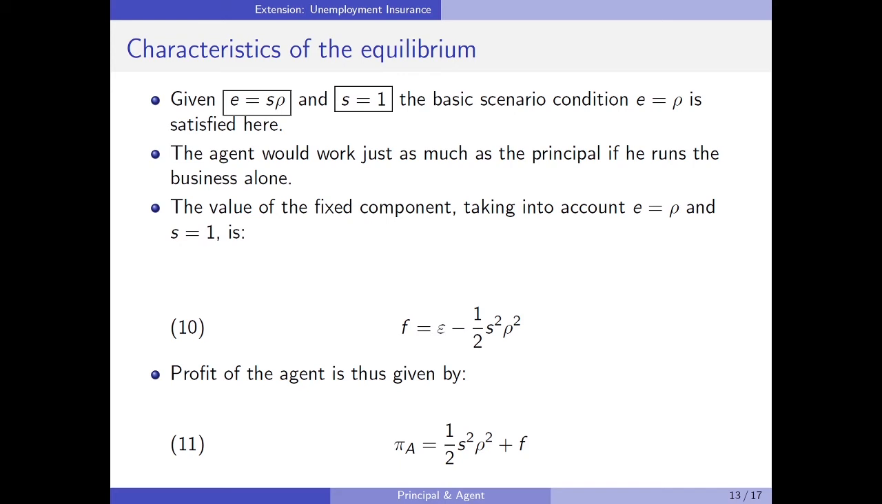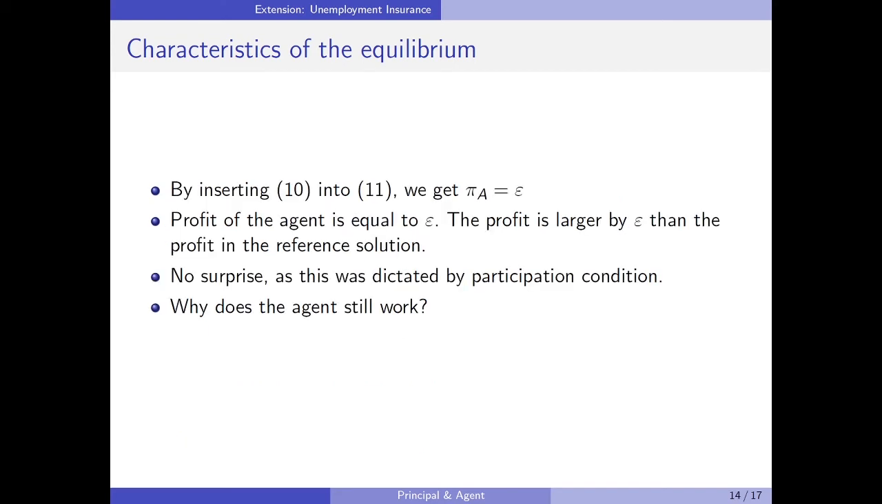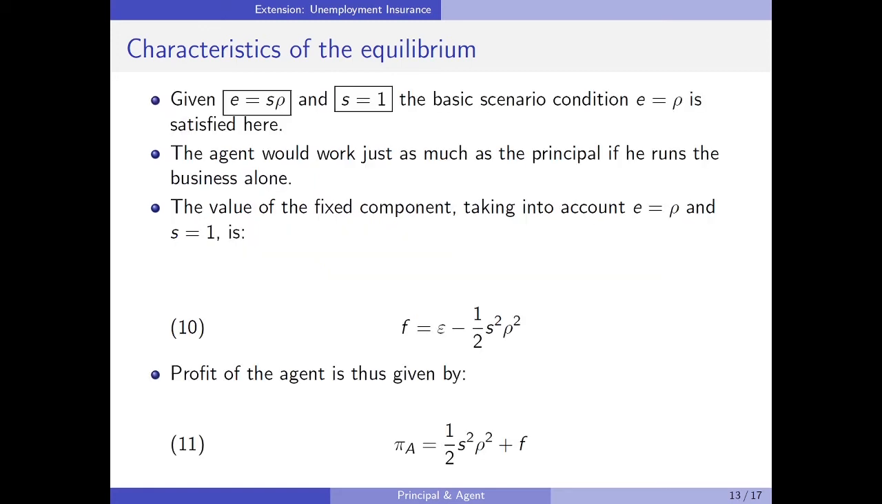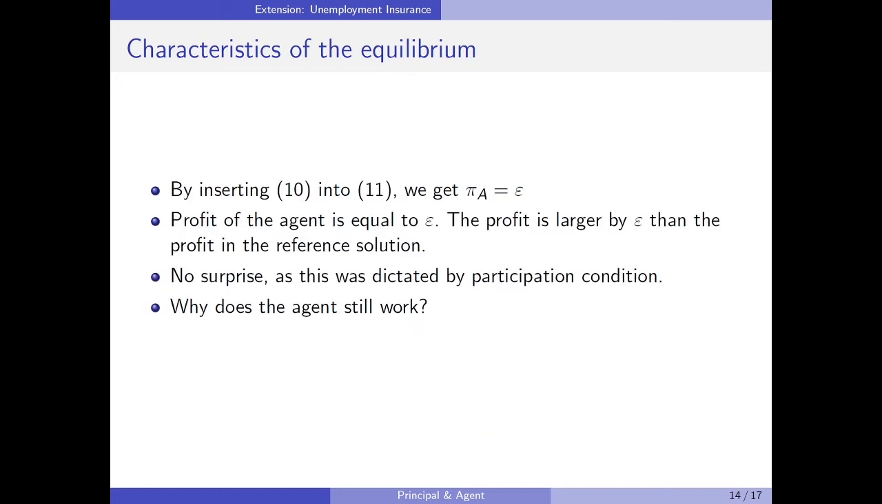If you again consider these two functions, the fixed salary function, the 10th, and the 11th, in which the agent profit is given, we are now inserting 10 into 11. So we are inserting F into the agent's profit, and we get that the agent's profit is equal to epsilon. The profit is larger by epsilon than the profit in the reference solution. It was dictated by the participation condition, as we said that the profit should be greater or equal to epsilon. The principal considers the agent's behavior in this case, so the minimum amount for which the agent wants to work for the company will be equal to epsilon. So this is actually satisfied.